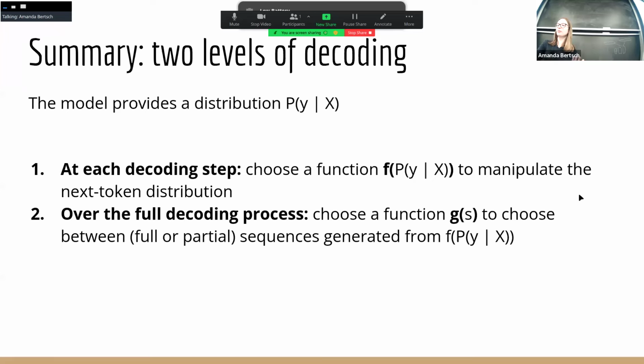And you can do these two things in parallel, right? You can choose a different function to manipulate the next token distribution, and then some broader thing to choose what you do with the full sequences you get out of that distribution. But there are these two broad categories of decoding.